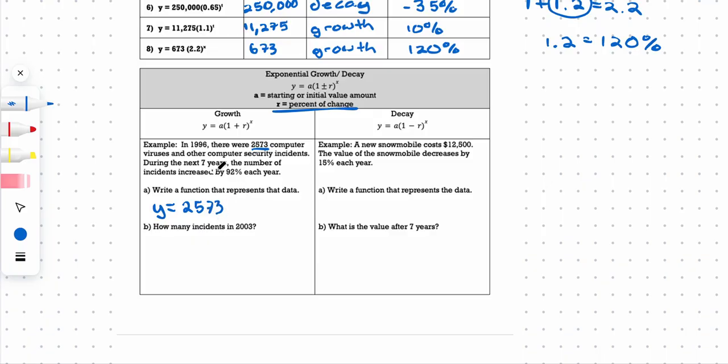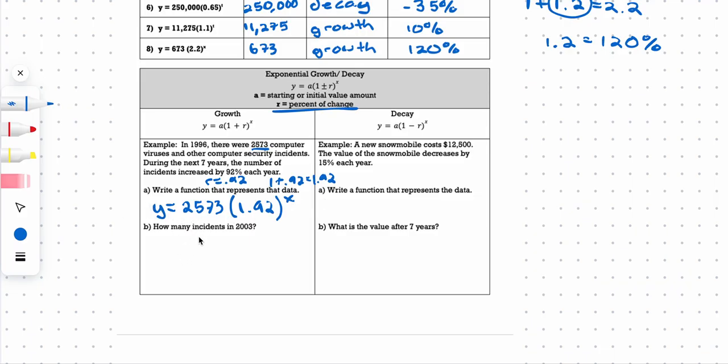Now, this is saying during the next 7 years, the number of incidents increased by 92% each year. So 92% as a decimal, we're sort of going backwards from what we did up here. 92% is just going to be 0.92. So that's equal to r. 1 plus 0.92 is going to equal 1.92. So we're going to say 1.92 to the x power. And that's our equation.